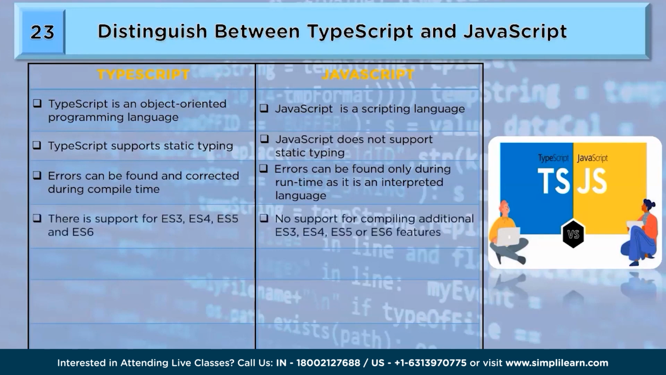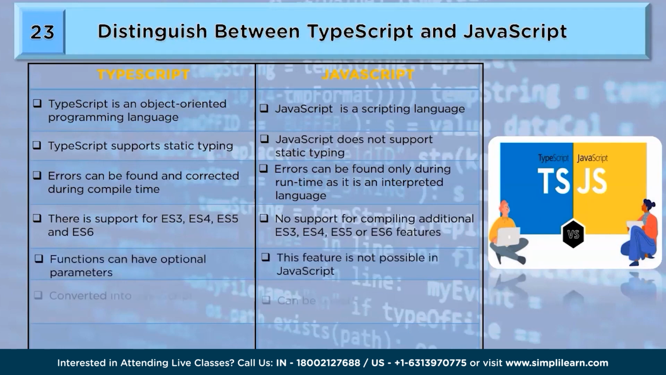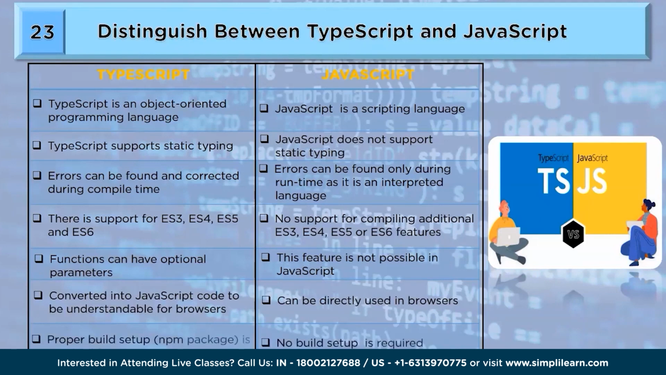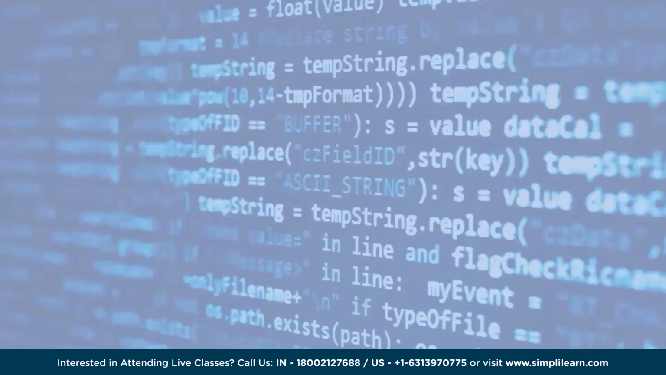There is support for ES3, ES4, 5, and 6 in TypeScript, whereas in JavaScript, there is no support for compiling. In TypeScript, functions can have optional parameters, whereas in JavaScript, this is not possible. TypeScript is converted into JavaScript code to be understandable for browsers. JavaScript can be directly used in browsers. TypeScript needs a proper build setup, and node package manager is required for static type definitions. No build setup is required in JavaScript.